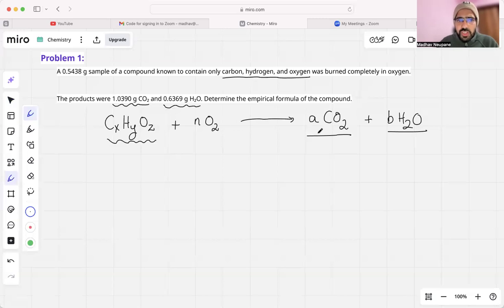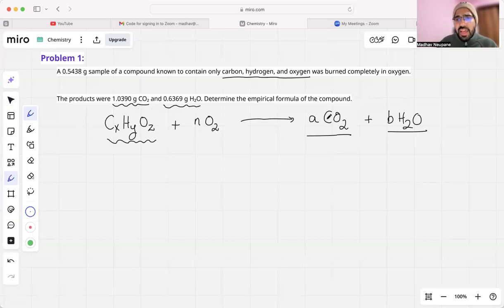So I'm going to use the mass of carbon dioxide that's given to us. I'm going to convert that into the moles of CO2, and from the moles of CO2, I can get moles of carbon. From there, I can get grams of carbon, and that would be the carbon present in my parent compound. I'm going to do a very similar thing for water. I'm going to take the mass of water that was produced, get moles of water, then moles of hydrogen, and then the grams of hydrogen. That would be the grams of hydrogen contained in my parent compound.